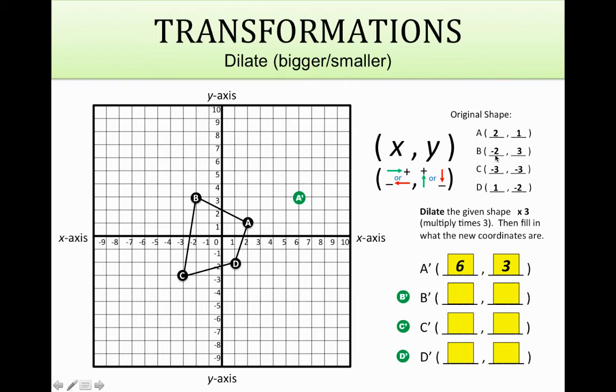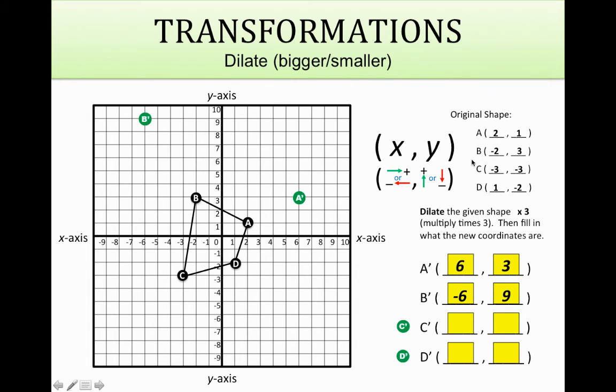All right, let's take a look at B here. B's got a -2. So -2 times 3 is going to be -6. And then back up here for this one, 3 times 3 is going to be 9, and that's exactly what we're going to have here. So -6, 9 is where we're going to put B prime. -6, 9 should be all the way up here. There you go, halfway through.